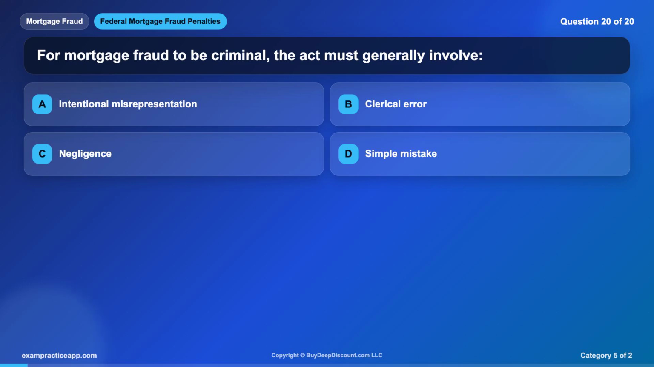Question 20. For mortgage fraud to be criminal, the act must generally involve option A, intentional misrepresentation; option B, clerical error; option C, negligence; option D, simple mistake. Take a moment to choose your answer. The correct answer is option A, intentional misrepresentation. Explanation: Criminal mortgage fraud requires intent to deceive.